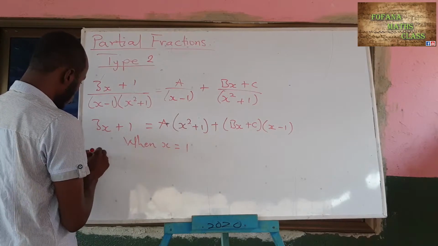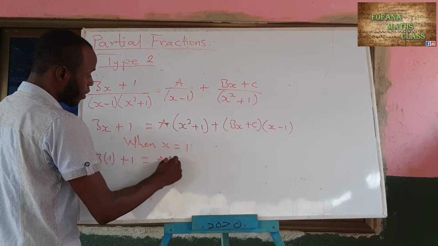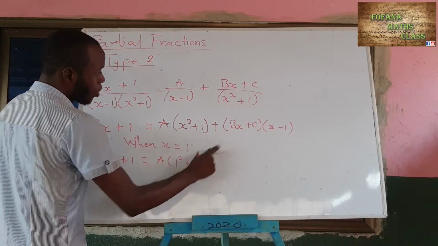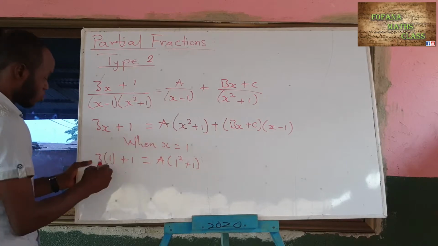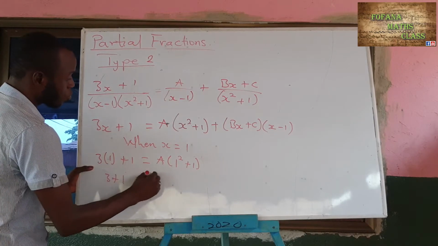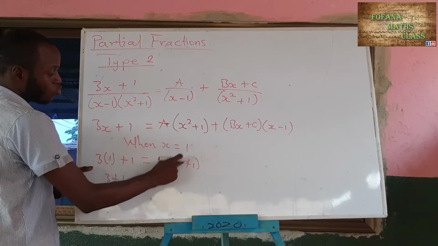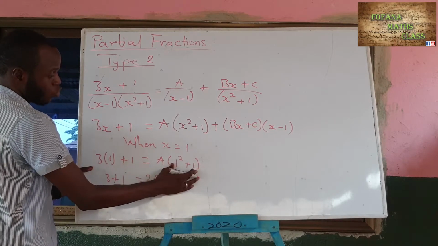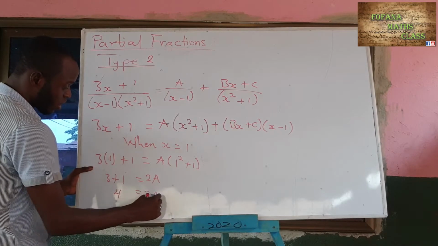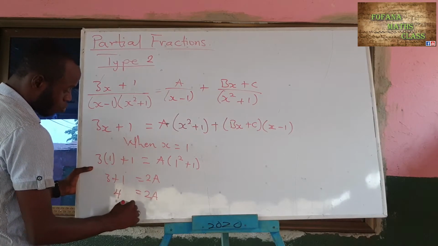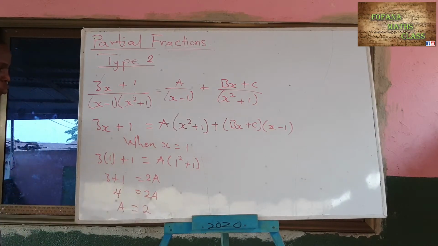To be 0. Then we solve for what? A. So here will be 3 times 1 plus 1 equal to A into bracket 1 squared plus 1. Here the other terms will tend to 0, so I won't bother writing them. So here I will have 3 plus 1 to be equal to 2A, because 1 squared will give me 1, plus 1, so it will be 2A. So here I'll have 4 equal to 2A. Then when I resolve for A, I divide both sides by 2, and then A will give me 2.